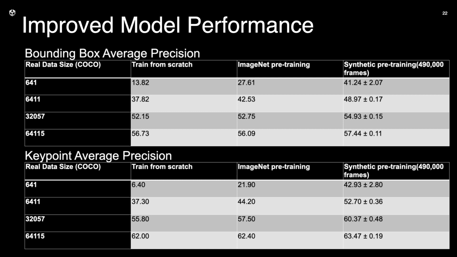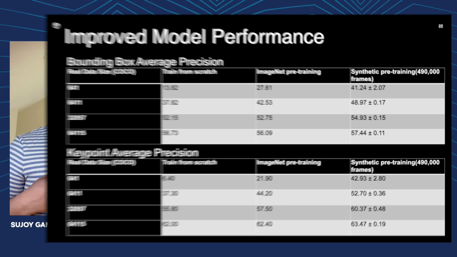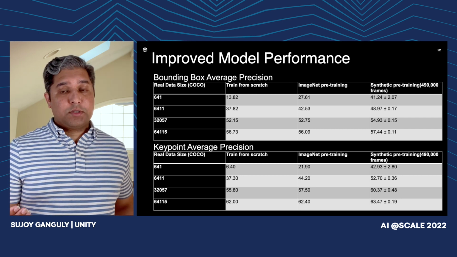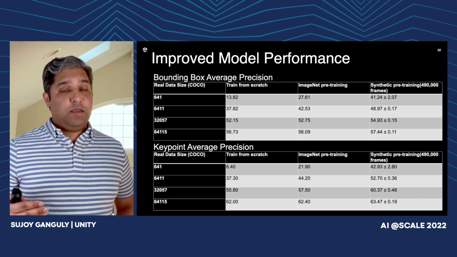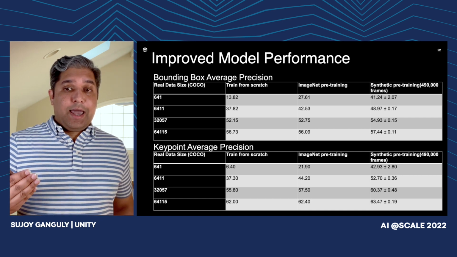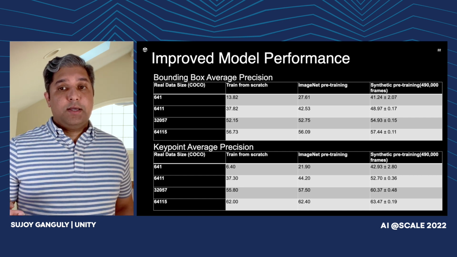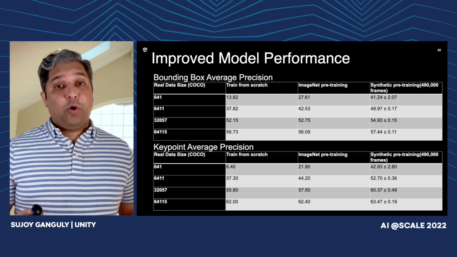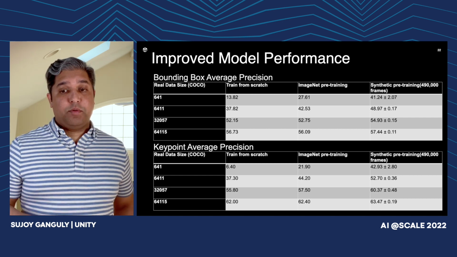We see, unsurprisingly, of course, that as you increase the amount of real-world data, models get better. However, we see that when you have very little real-world data, synthetic pre-training is incredibly good. And as you get more and more real data, it still is better than any other pre-training method. And that holds for both bounding box and key point precision.